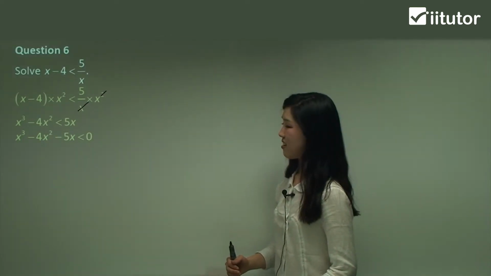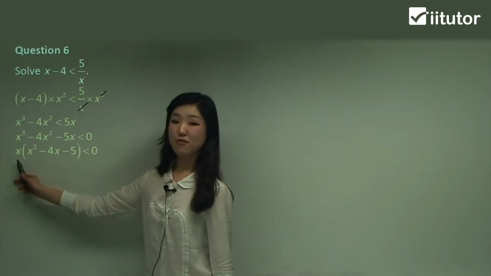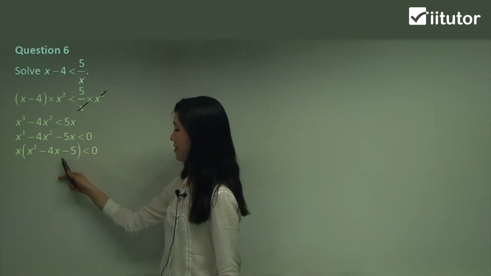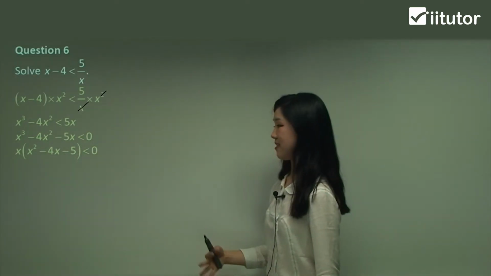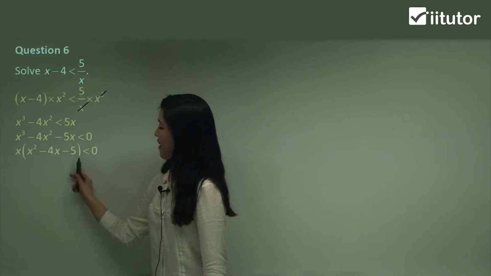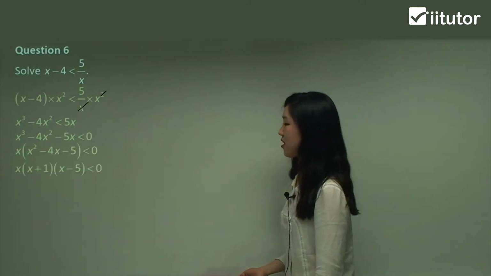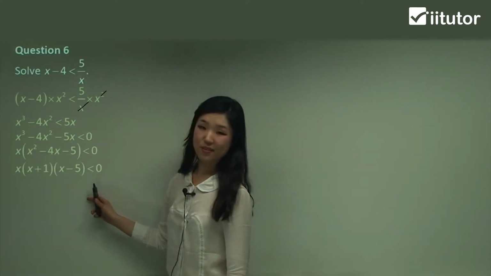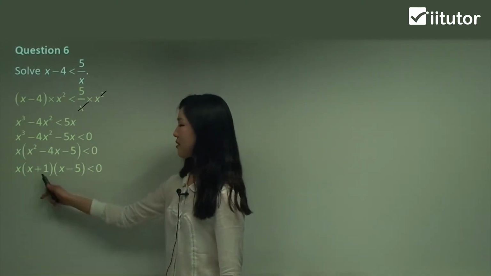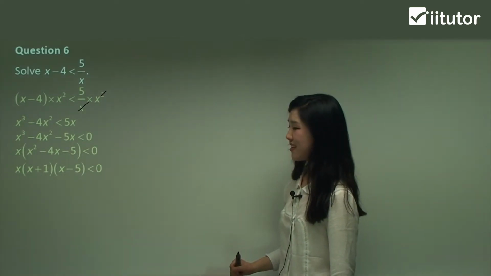And guys, can you see a common factor? Can we factorize? Yes. x is a common factor, so let's factorize everything by x. So we'll have x squared minus 4x minus 5, and that's less than 0. Now, can we factorize this quadratic any further? I think we can. I think we can go x plus 1, x minus 5, can't we? Simply just factorize the quadratic. So I have x plus 1, x minus 5 is less than 0. So we've completely factorized it.